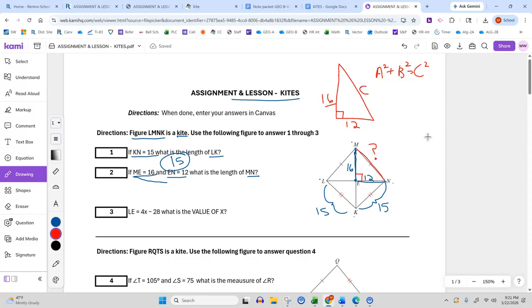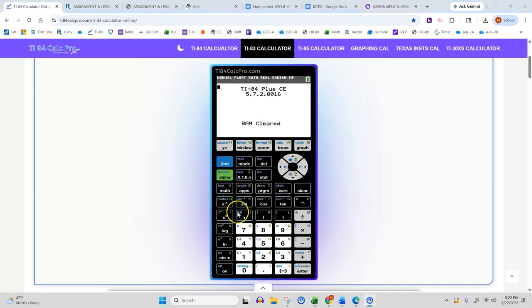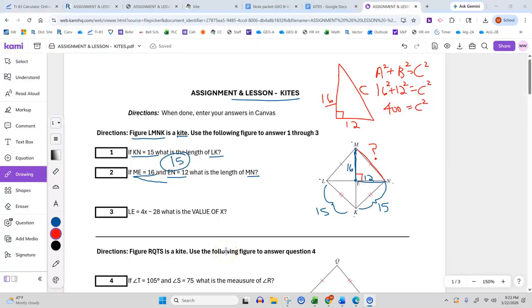Okay, so let's use 16. 16 squared plus 12 squared equals c squared. You can use your calculator for that. Okay, so remember, when you have a calculator, you're going to go 16 squared right here plus 12 squared, enter, and we get 400. Okay, so if you remember, we're solving for c, not c squared.